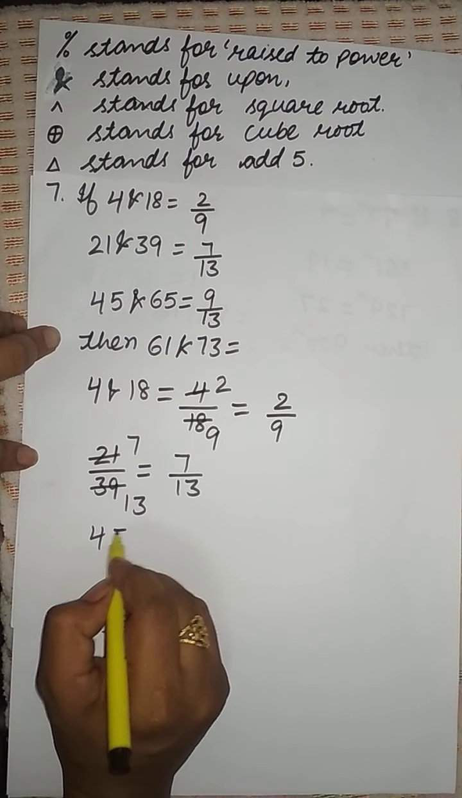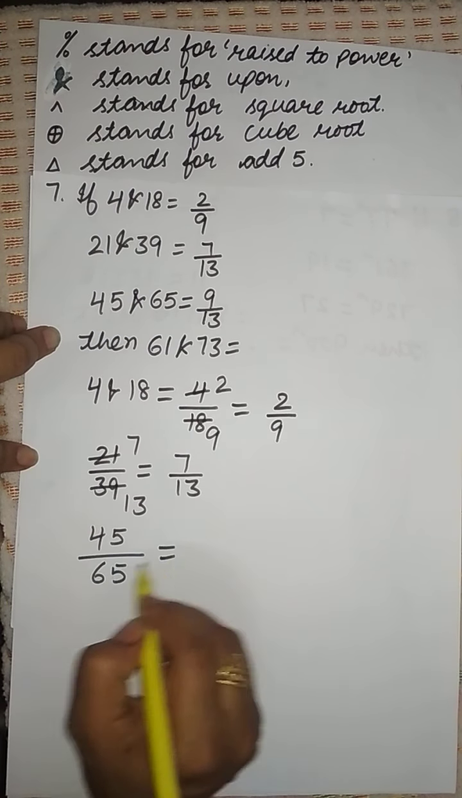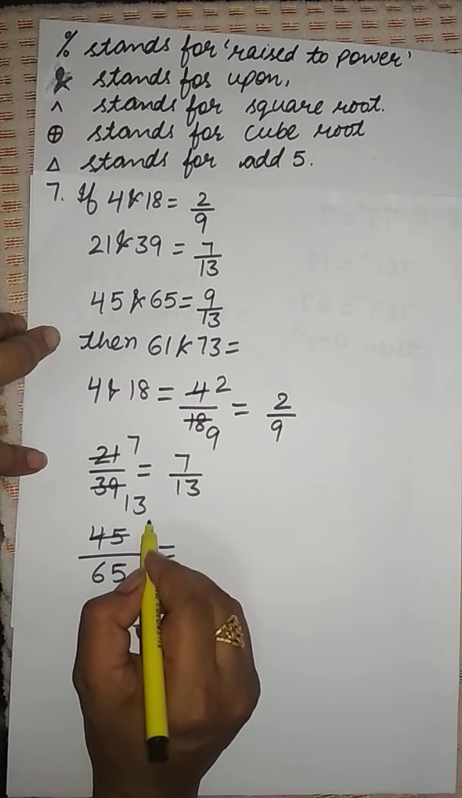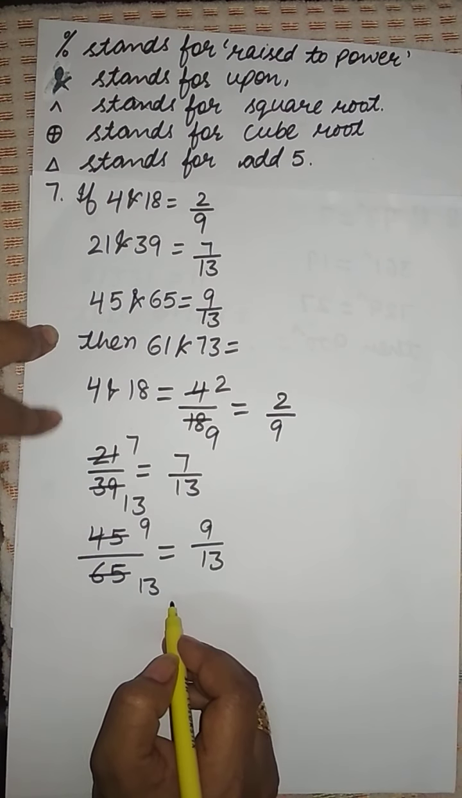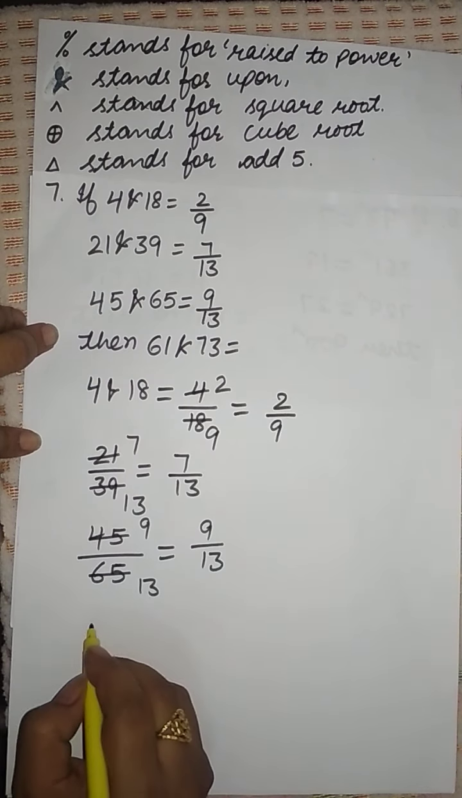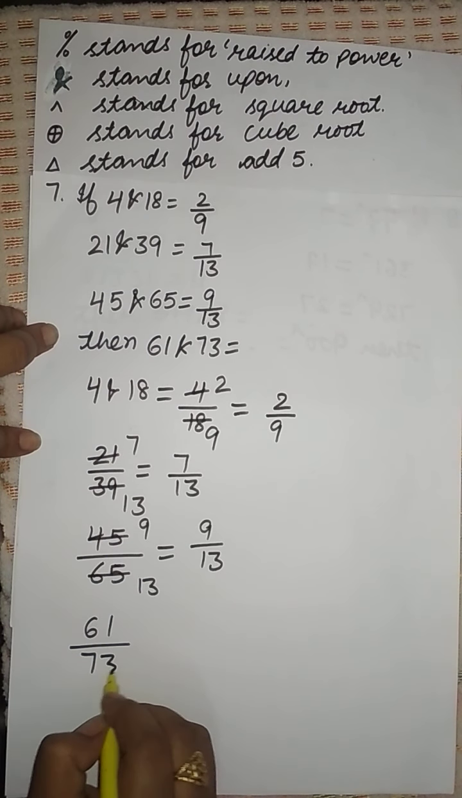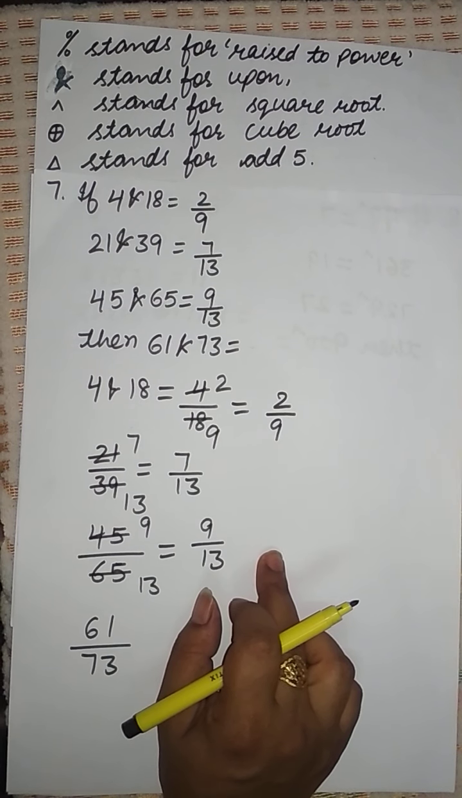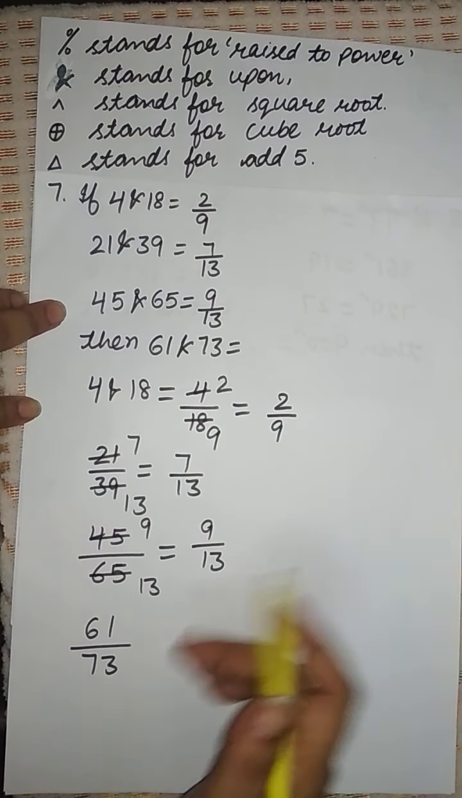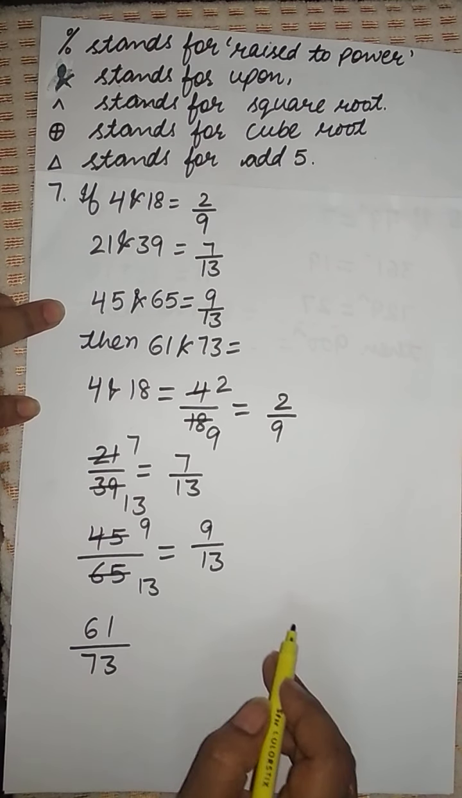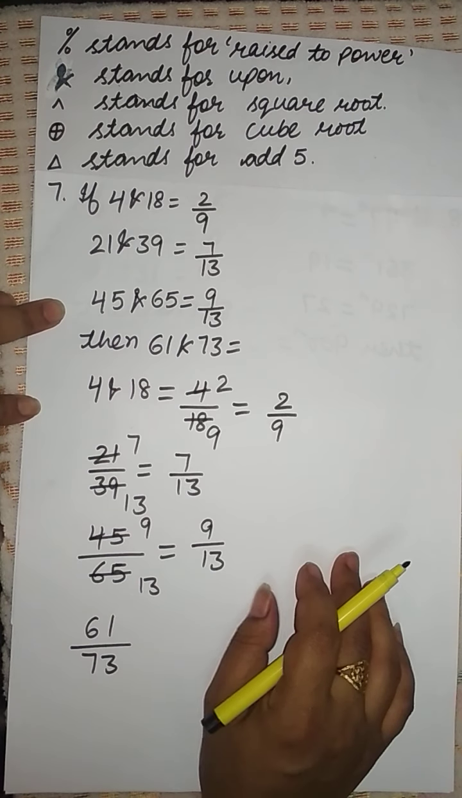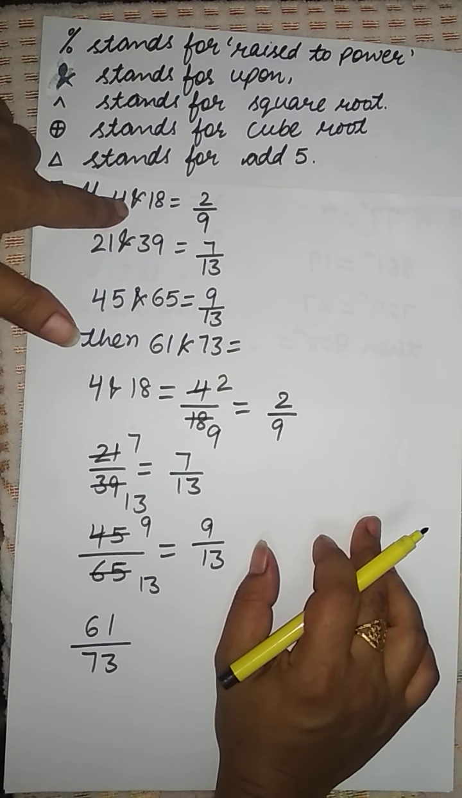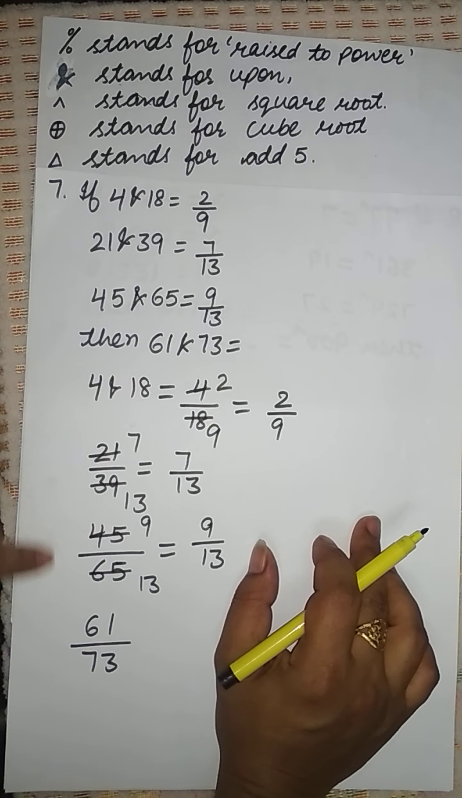45 by 65 is equal to 9 5s are 45, 13 5s are 65. So it is 9 by 13. Now I have to find out the value of 61 and 73. That is 61 divided by 73. As 61 and 73 both are prime numbers, they are not on the same table. So the answer is 61 by 73. The meaning of "and" is upon. So we have discussed here and got the answer. That is simply 61 by 73.